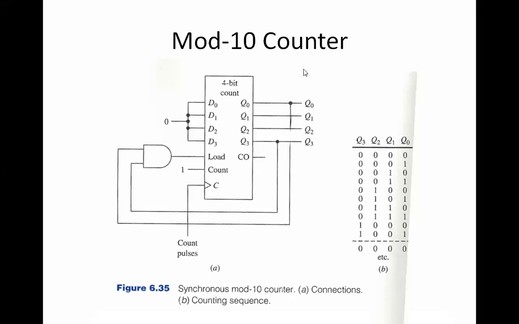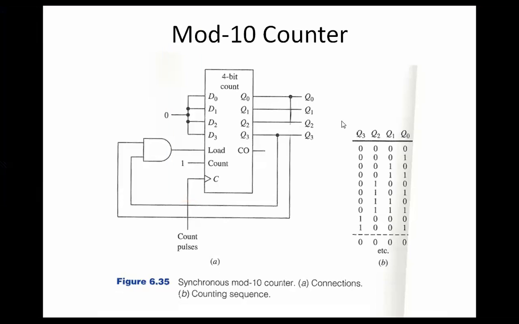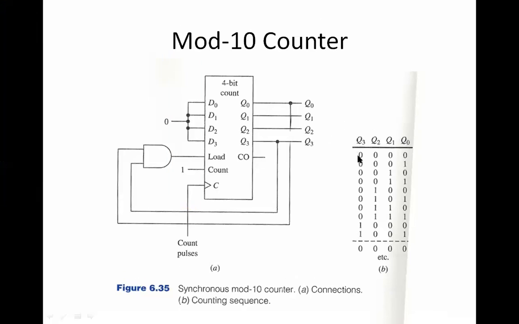So here, if you can count, it is starting from 0 till 9. So which means 0, 1, 2, 3, 4, 5, 6, 7, 8, 9. So which means how many states? 10 states, right? So that's why we call it a mod 10 counter, right?